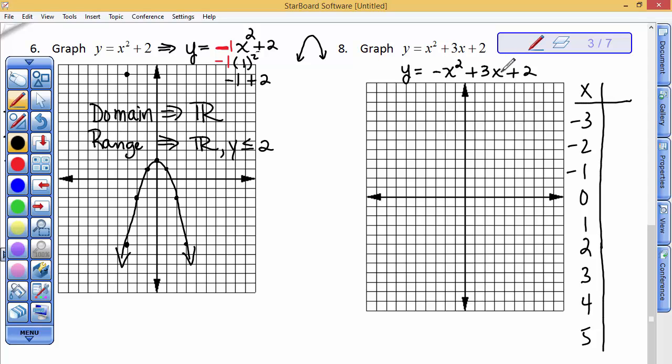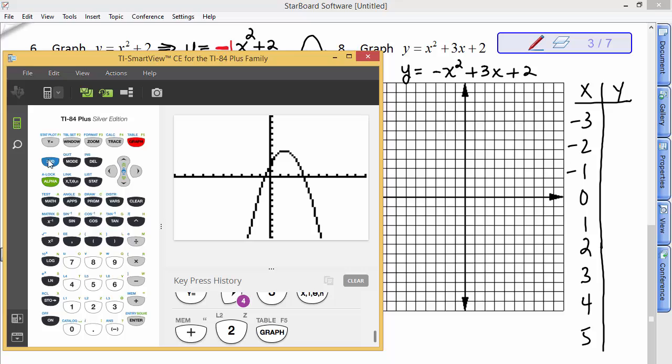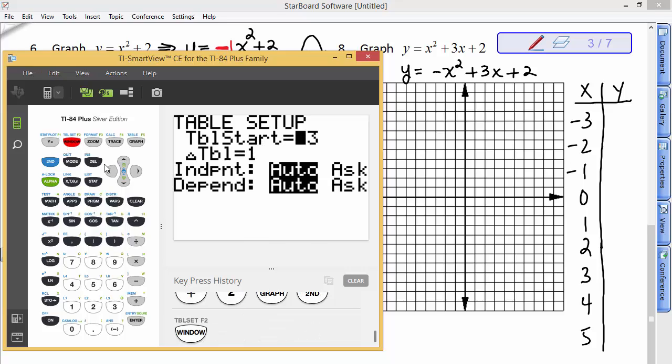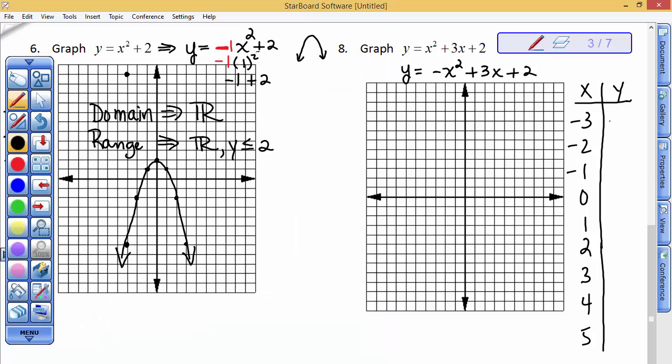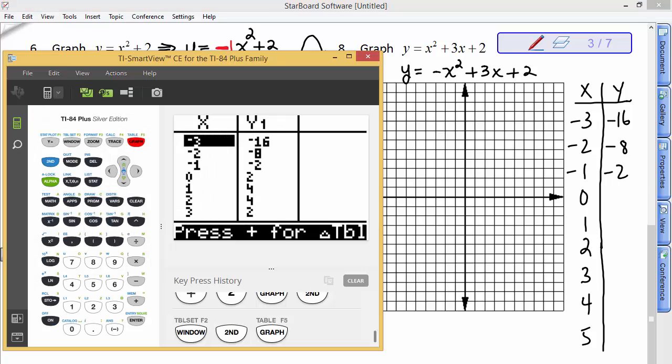So again, second table set. I'm going to start it at a negative 3 because that's what I've chosen. I'm going to go second table. Now this is going to be a bit of a problem for me, so let's see, I've got some of these numbers written down. I'm just going to try to remember them. So when x is a negative 3, and that does make sense, it's a negative 16, a negative 8, I believe this one was a negative 2, and then 2, 4, 4, 2. Very interesting. Go back here. 2, 4, 4, 2.